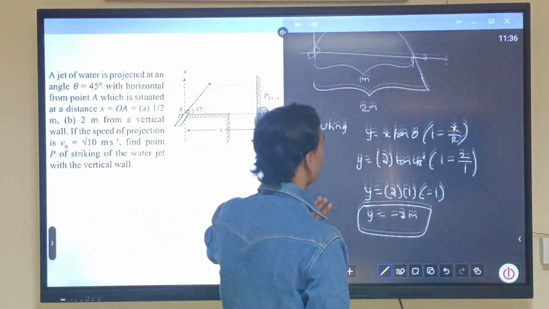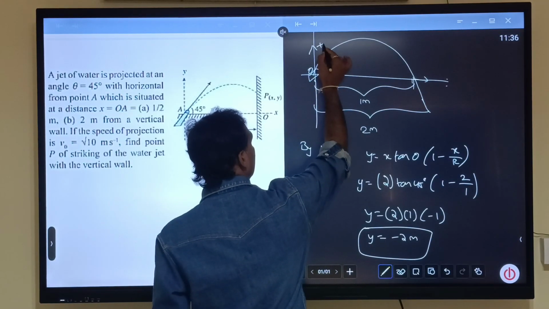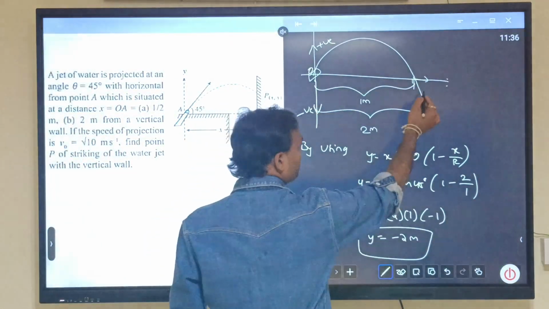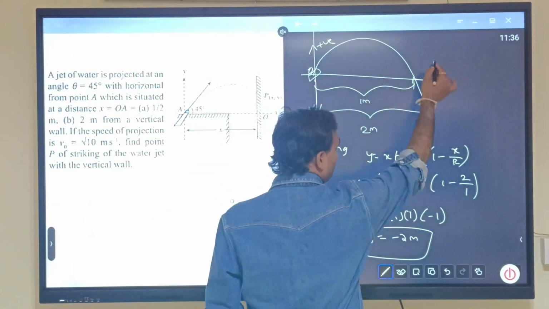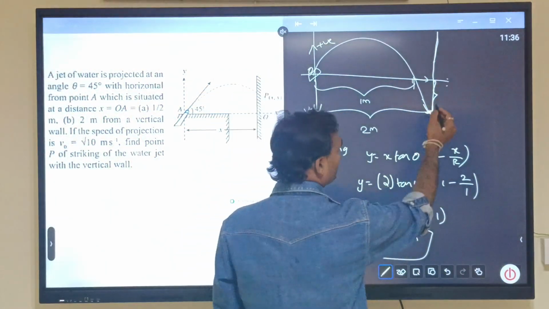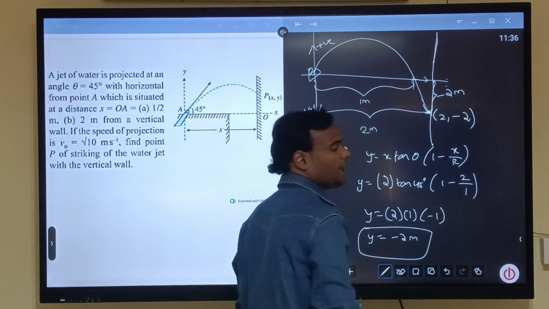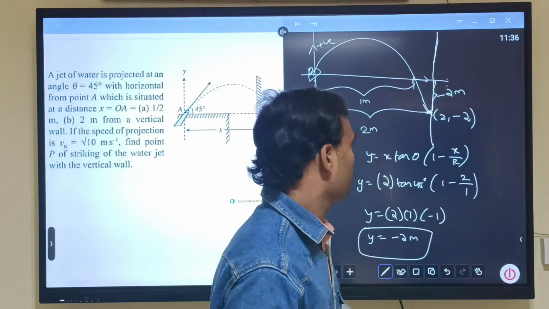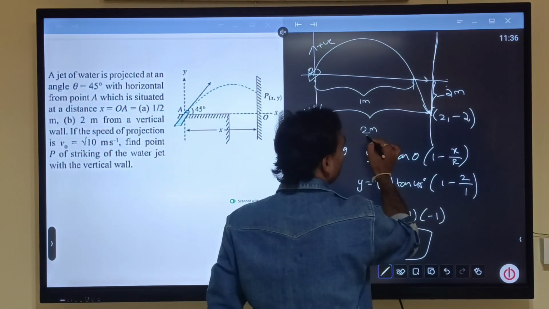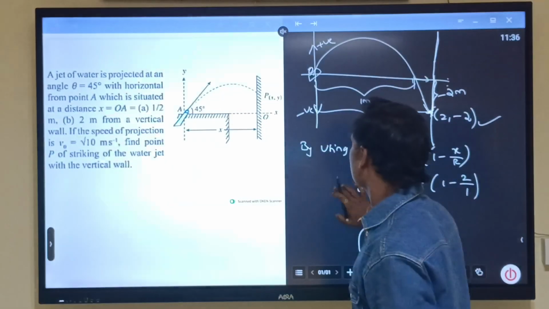Very good. Minus 2 meters means, from the origin, the upward direction we consider as positive and the downward direction we consider as negative, right? That means here the wall will be like this and the water is touching at this point, and the y value becomes minus 2 meter, the x value becomes 2 meter. The coordinates for this point are 2 comma minus 2. 2 is the x-axis value, that is the separation from here to here, 2 meters, and the y-axis value is minus 2 meters. Right? This is the first question.